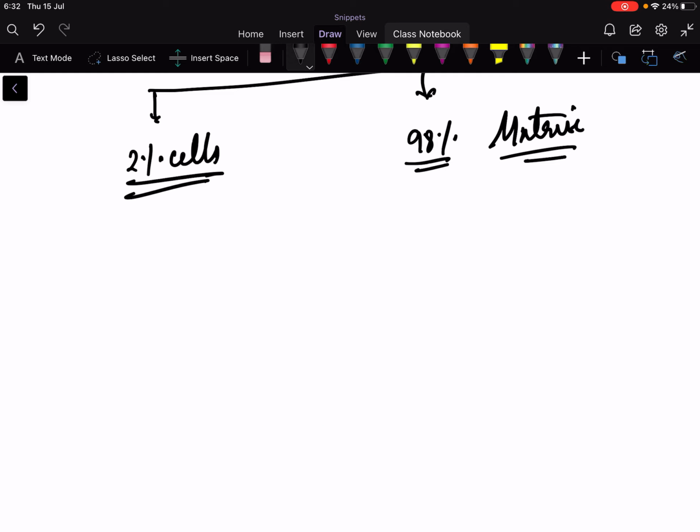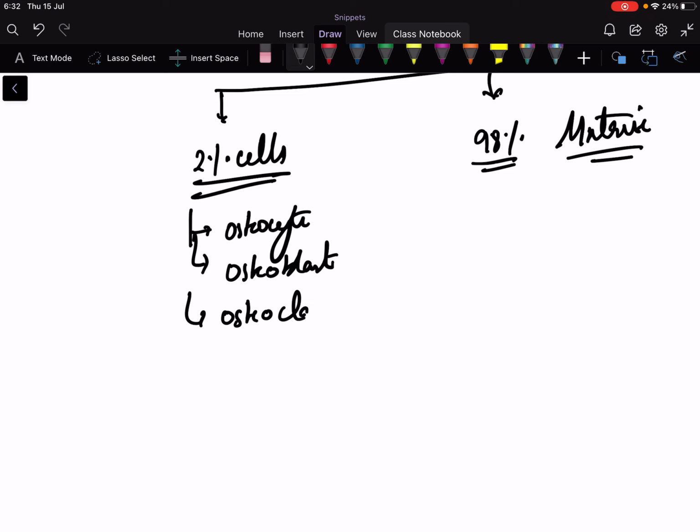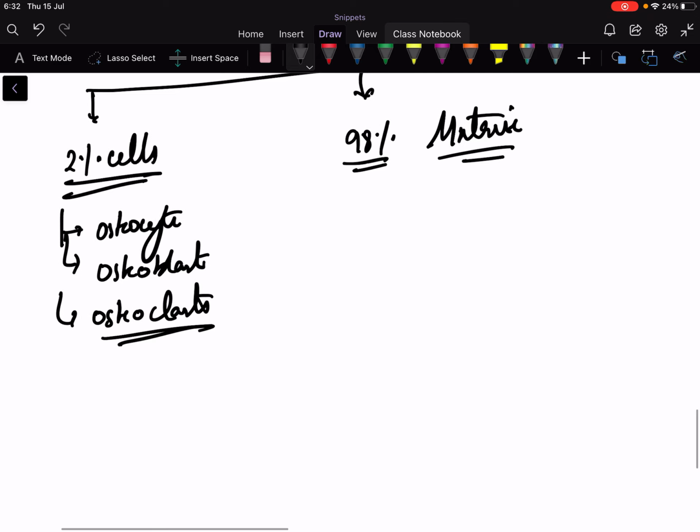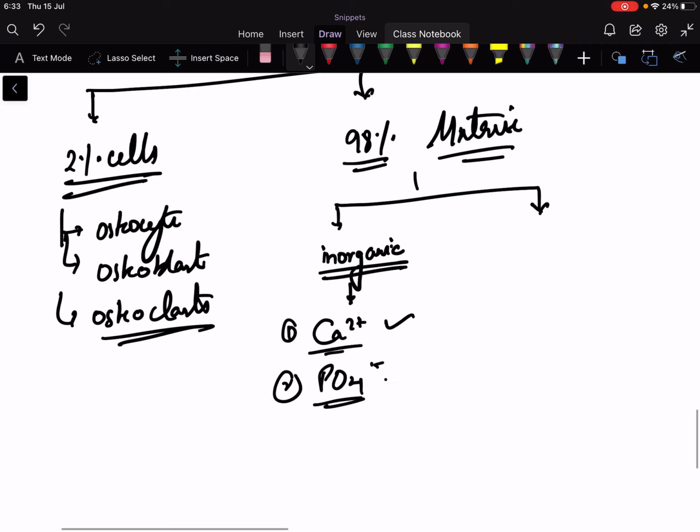So the cells here we are mainly talking about osteocyte, osteoblast, and the other one is osteoclast. Whereas the 98% matrix is again divided into organic and inorganic compounds. First we will talk about the inorganic part. So in inorganic we will be mainly seeing calcium, phosphate, okay. So these are the main things you have to remember.